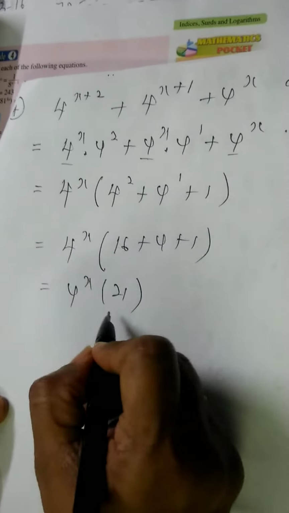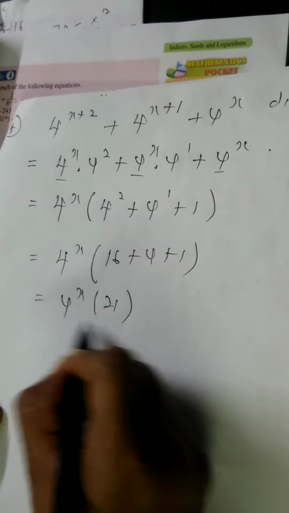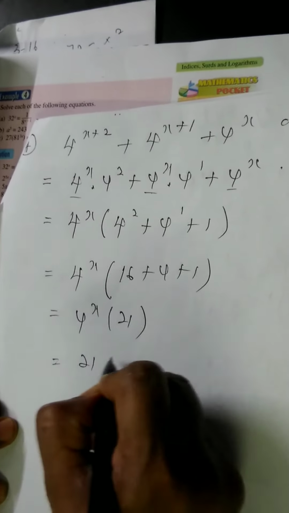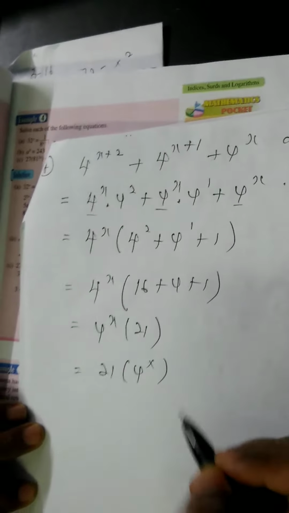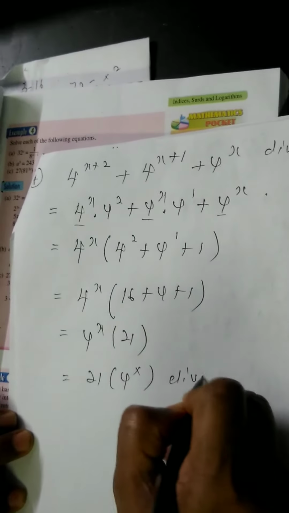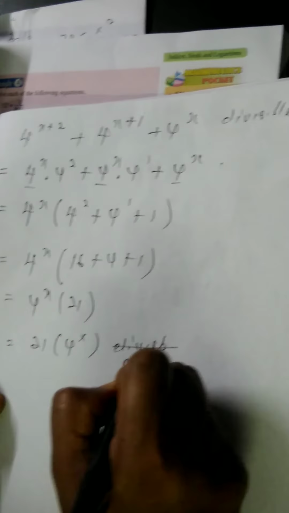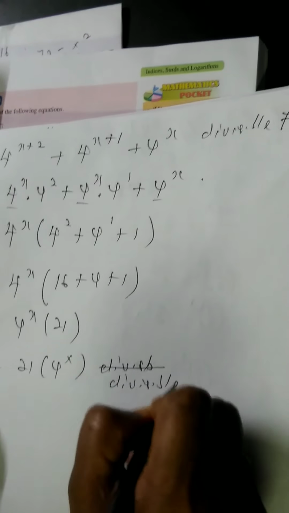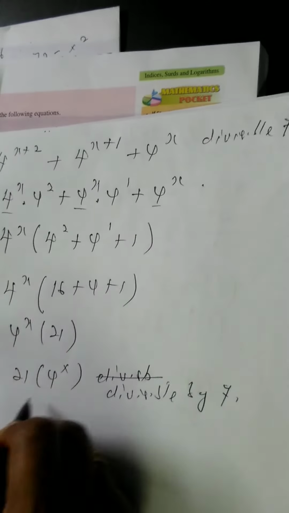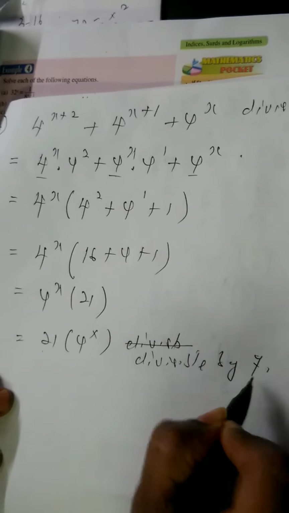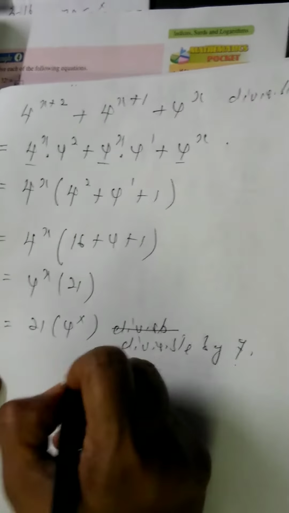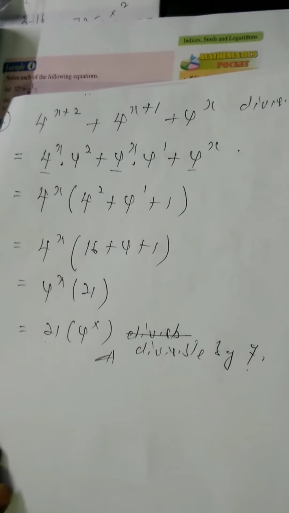Meaning this term, 21 times 4 to the power of x, is actually divisible by 7, because 21 you divide it by 7, you actually get 3. So this is how we show that. All right, one more question.